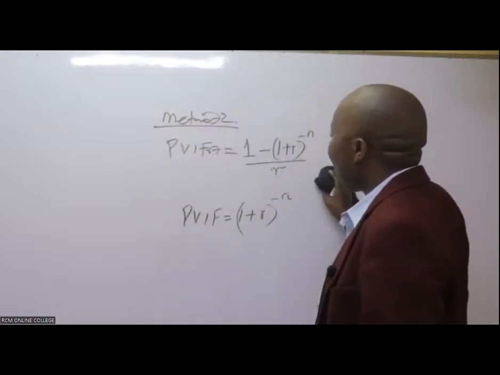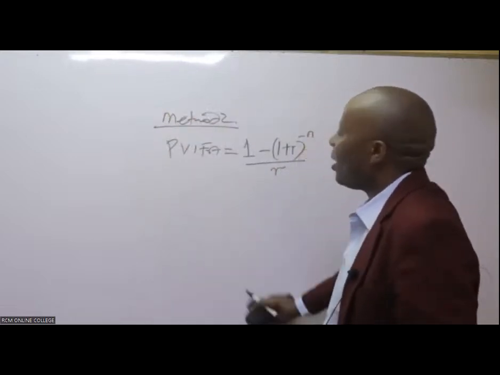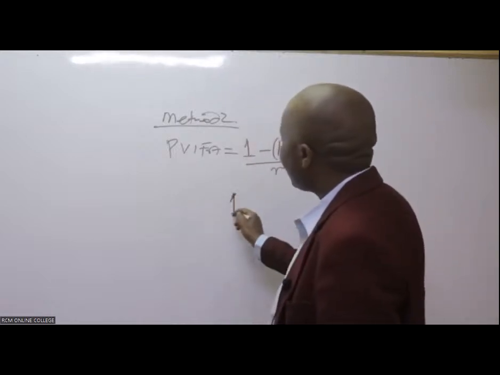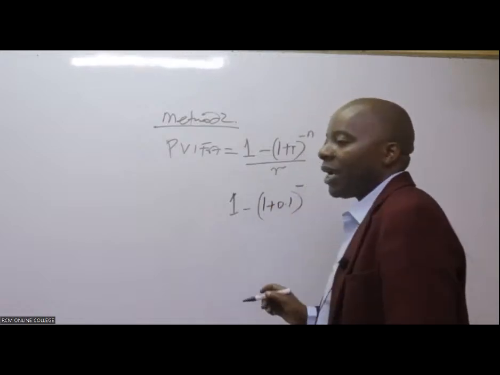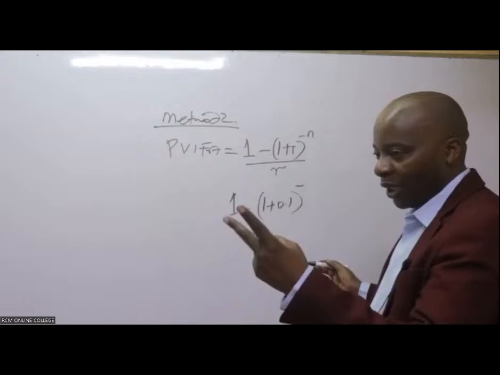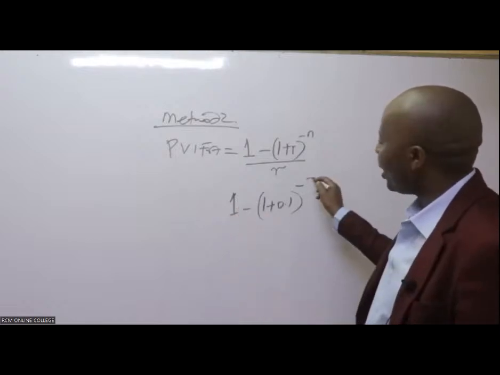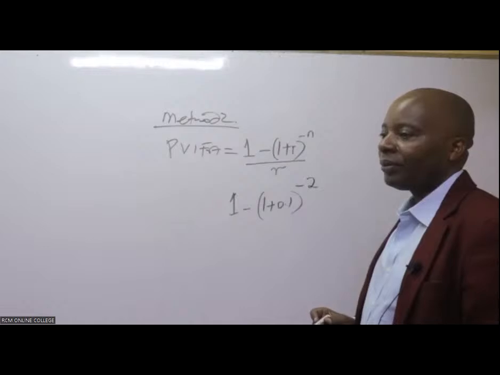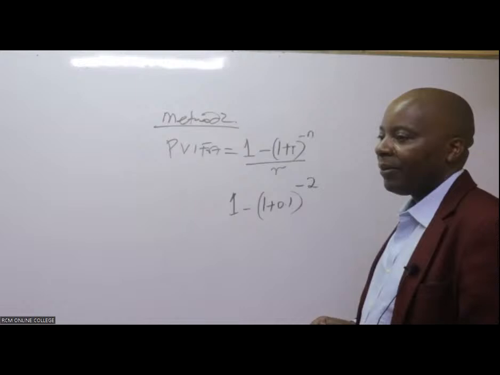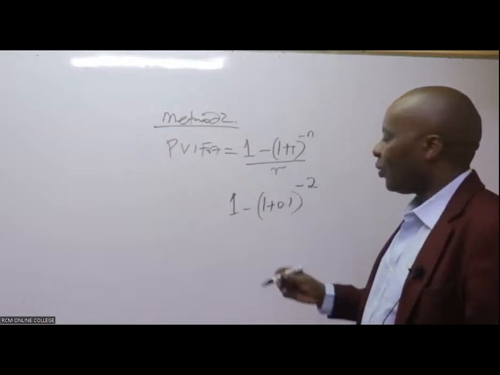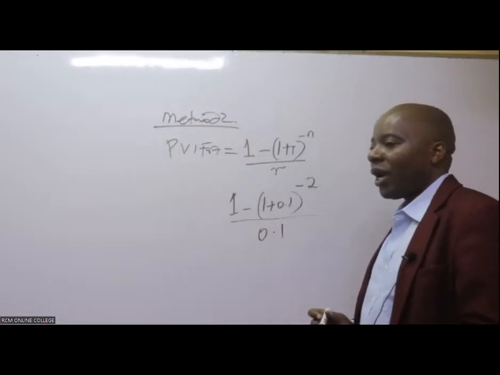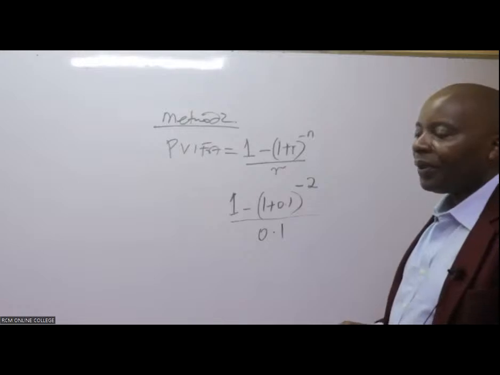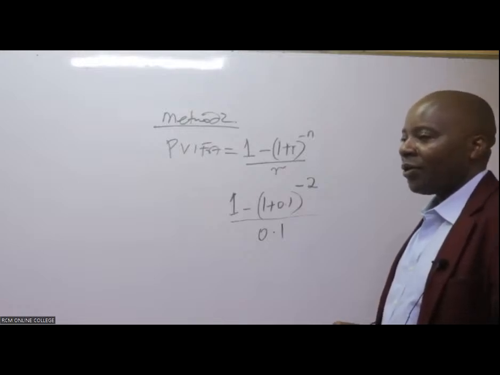So then I would want you guys to do me a favor. We know what our R is. So this will be 1 minus (1 plus 0.1) raised to negative n. Our n in this particular case is a 2-year thing. I use 2 years to simplify. So, minus 2 like that. And then whatever we get, we shall divide by R, which is 0.1.